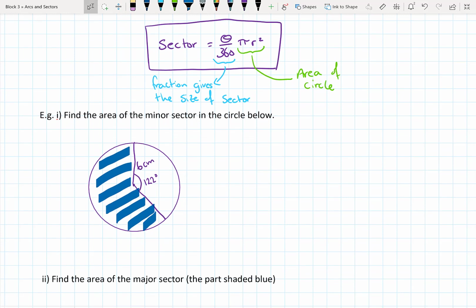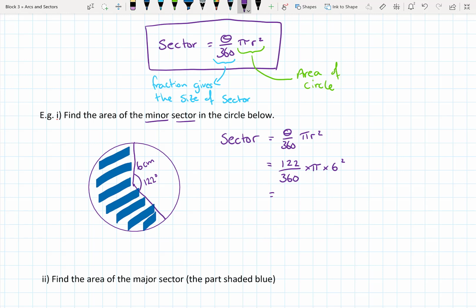So looking at the example, we want to find the area of the minor sector in the circle below. So my sector is equal to theta over 360 pi r squared. So now we have to chuck in our numbers. What else is there? Well, it tells me the minor sector, so the small one. So I need to do 122 divided by 360 multiplied by pi multiplied by 6 squared.